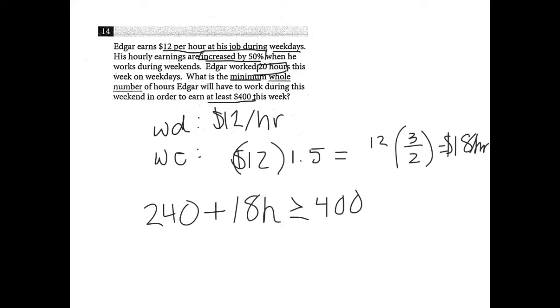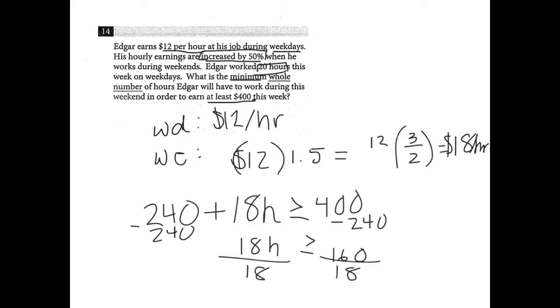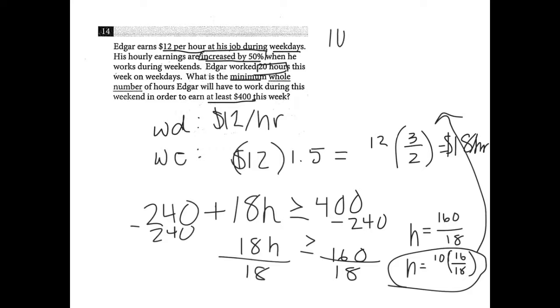So now we subtract 240. So then we get 400 minus 240 is going to equal 160, and it's greater than or equal to 18 times H. Divide by 18, divide by 18. So then we get H equals 160 over 18, and we can try to simplify this a bit. We have H equals 10 times 16 over 18. We can reduce this to 8 over 9. So 10 times 8 over 9 would be 80 over 9.